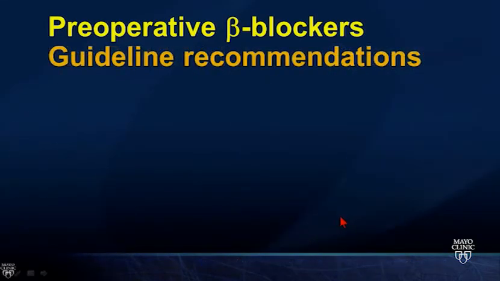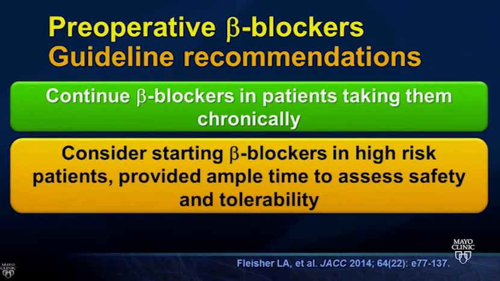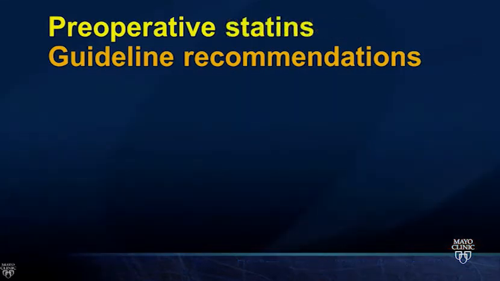And so guidelines will say, based on the POISE trial and others like it, that you can continue beta blockers in patients taking them chronically. Okay, so if the patient is on a beta blocker, that's a class 1 indication, continue the beta blocker. You can consider starting beta blockers in high-risk patients, provided you have ample time to assess safety and tolerability. That is very important. You want to be able to see how these patients tolerate the beta blocker before sending them off to the operating room. And based on the POISE trial, you do not start beta blockers the day of the operation. You do not start high-dose beta blockers the day of the operation. You need to assess the patient's tolerability of these medications.